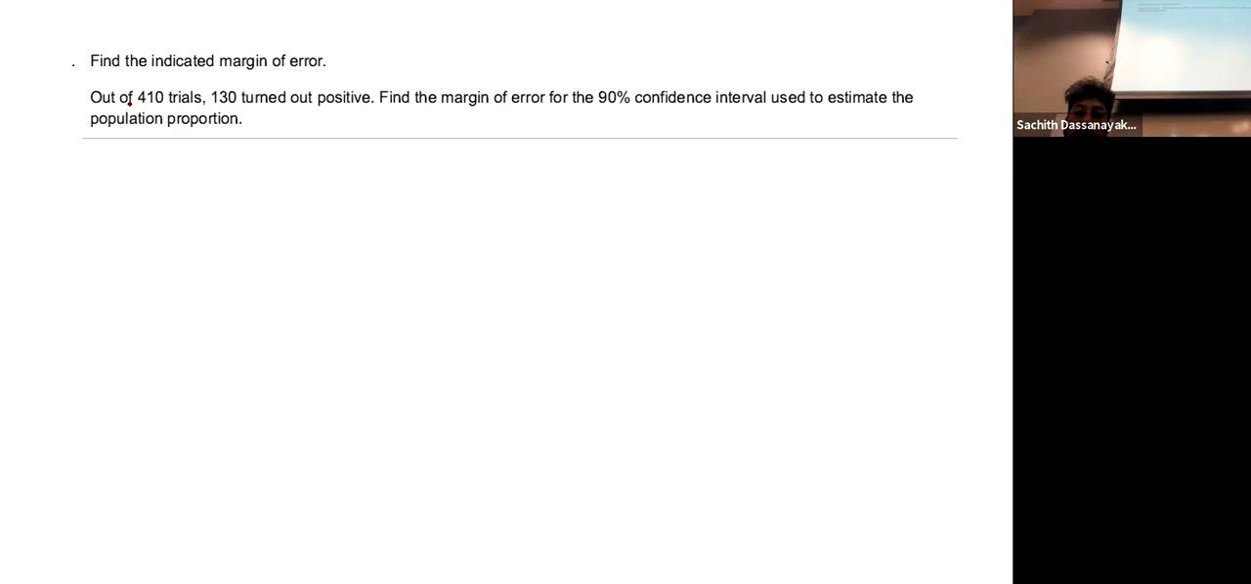Yes, this is about population proportion. You can calculate p hat using these two. Okay, 130 out of 410 is p hat. Margin of error. How do you calculate the margin of error? Capital E equals, I don't have the equation. Do you remember that equation? p hat times 1 minus p hat. I don't remember. It should be p hat times 1 minus p hat.